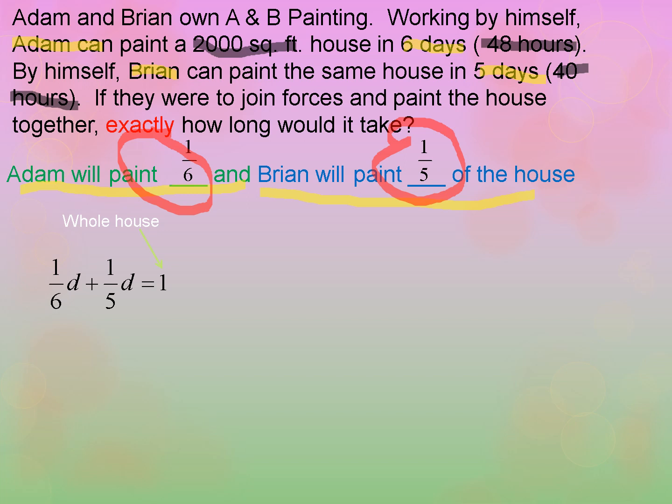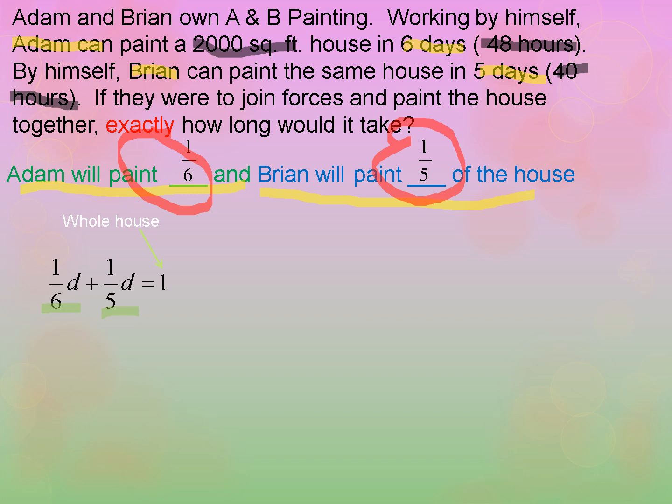Okay, if I take 1/6, this time we're going to let D equal the number of days they paint together. So I take his rate times the number of days, and then I take Brian's rate times the number of days. So if I take their rate times the days plus their rate times the days, that should equal one whole house. Okay? So now what we have to do is solve this.